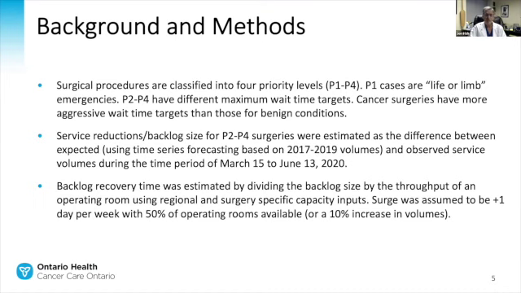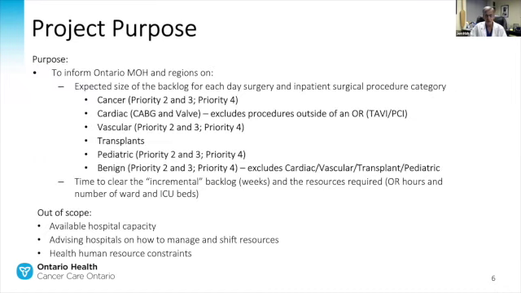Next slide, please. The project purpose was to inform regions, surgeons, hospitals, and stakeholders about the expected size of the backlog and what it would take to clear the backlog in the 6 service areas that we looked at: cancer, cardiac, vascular, transplants, pediatric surgery, and benign surgery. Basically, procedures that require a fully equipped operating room. We looked at clearing the backlog in weeks, and the resources in the form of OR hours and the number of ward and ICU beds. And in fact, we also modeled PPE requirements.